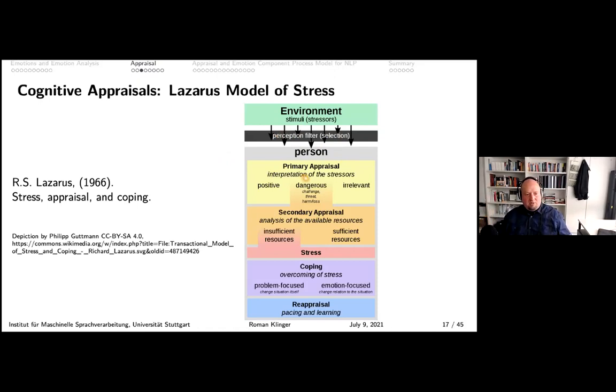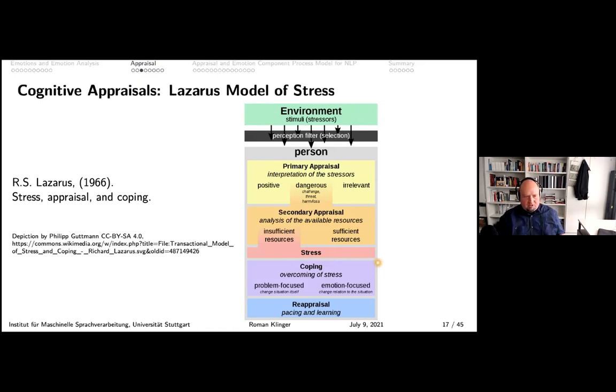And then the person comes up with a primary appraisal. So the person decides, is it positive or irrelevant? In this case, stress is not developed. But if it's somehow dangerous, the person needs to evaluate cognitively if they can deal with this, if there are sufficient resources to deal with this, or if not. And if there are not enough resources, then stress is developed. So you see that this is a very structured approach to emotions. It has not so much a subjective component, actually.